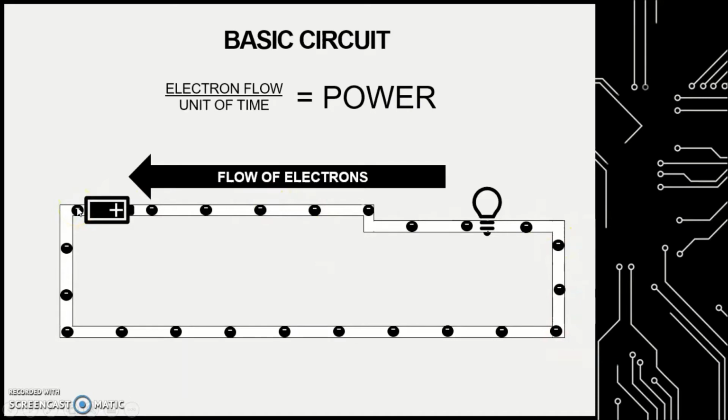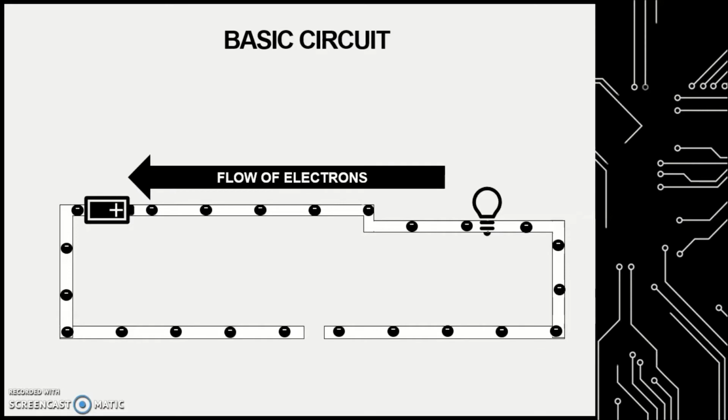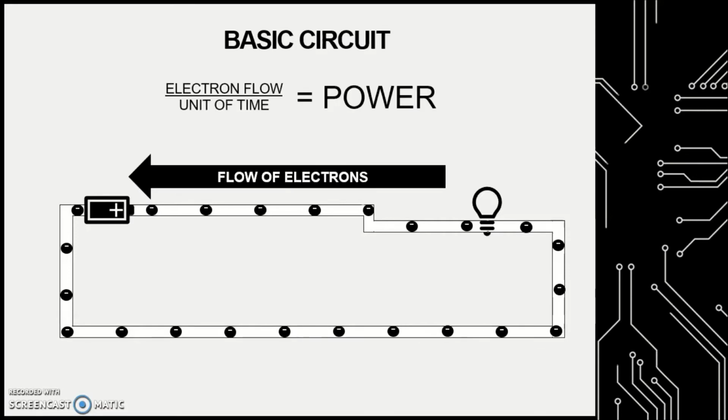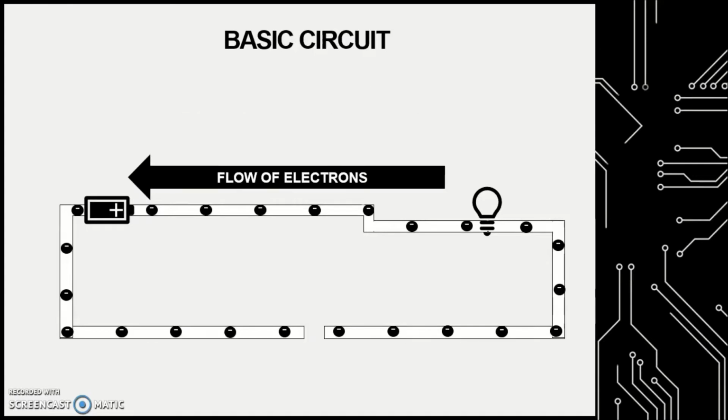The definition of power, like we said before, is the electron flow per unit of time. If we have a closed circuit, it will allow for electrons to flow. But if we have a broken circuit or an open circuit, it will not allow the electrons to flow because these electrons can't get from here to here, and so the light bulb won't light up.